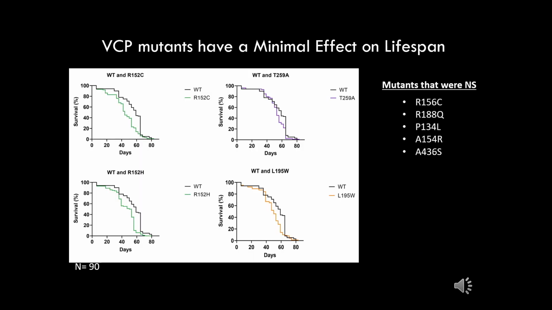The first thing we looked at was longevity, and we found that VCP mutants have a minimal effect on lifespan. These are 4 of the mutations that actually had a significant effect on lifespan: R152C, T259A, R152H, and L195W. However, the rest of the mutants, such as R156C, R188Q, P134L, A154R, and A436S, did not show any significance in regards to longevity.